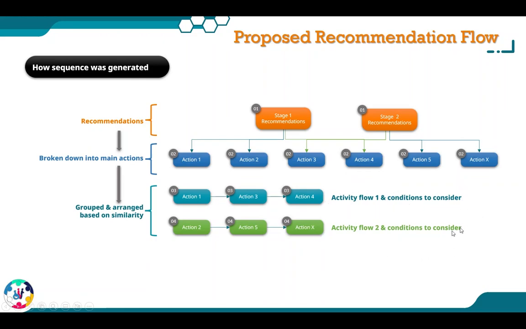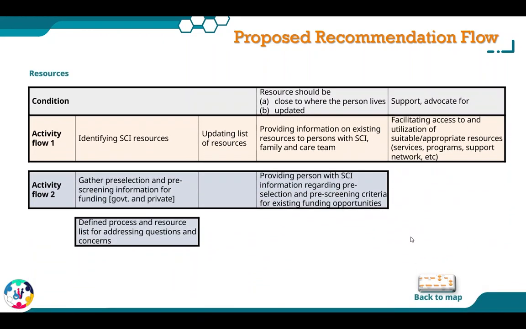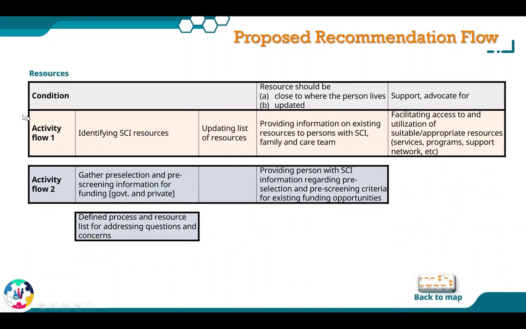Here is an example from the Resources Working Group. You can see the conditions to take account of on the top row and the activity flow 1 and 2 below. Activity 1 suggests that the process should start first with identifying resources and then proceed to updating the list of identified resources before providing individuals with information on the resources and finally enabling them to access or utilize them.